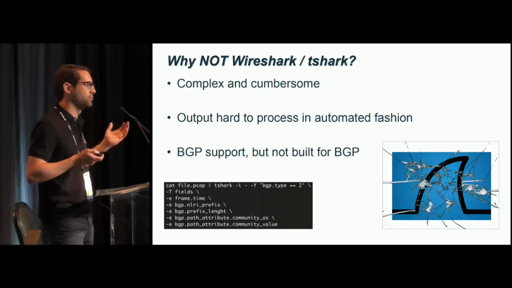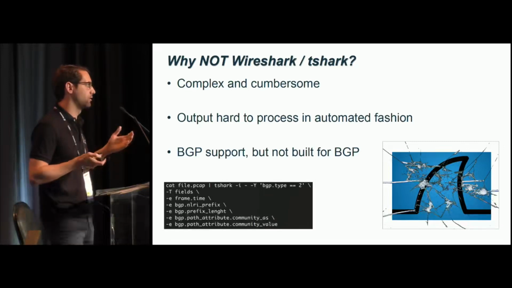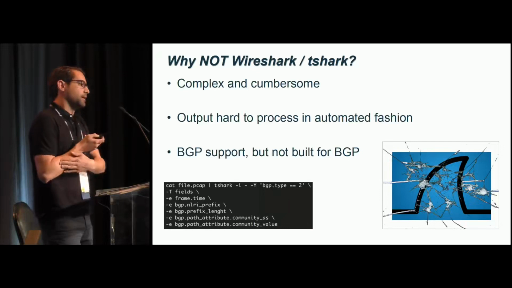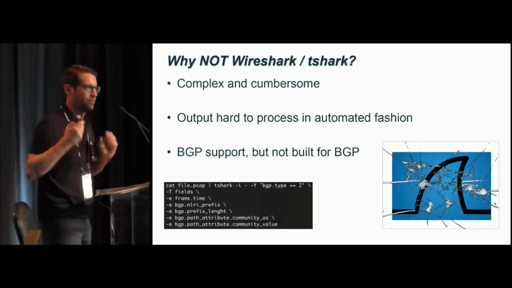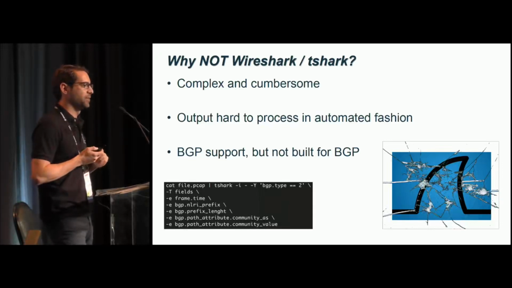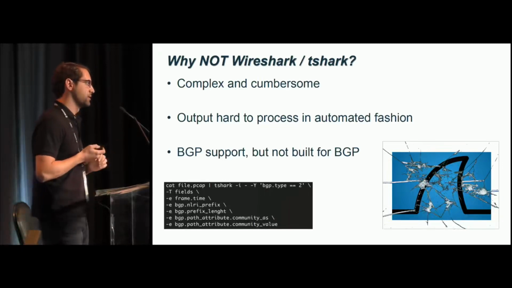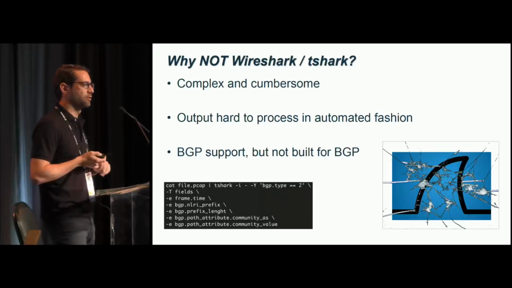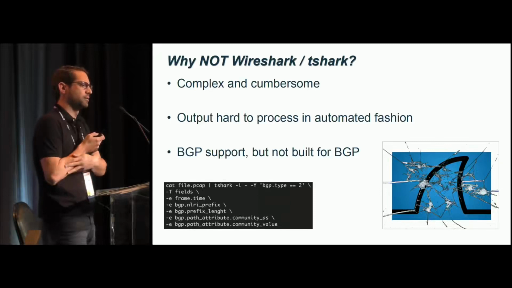Since BIRD is just a software router, this also works for any other setup where it's just a router daemon. We just capture all our TCP traffic, and since then we have all of the information in place. But the issue is, it's very, very hard and complex to dig into it and filter and look at certain features. Using Wireshark or the command line version TShark is very complex and cumbersome. The output is really hard to process in an automated fashion.